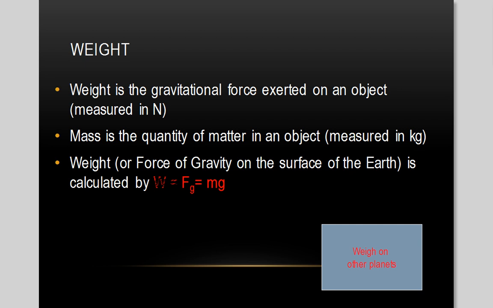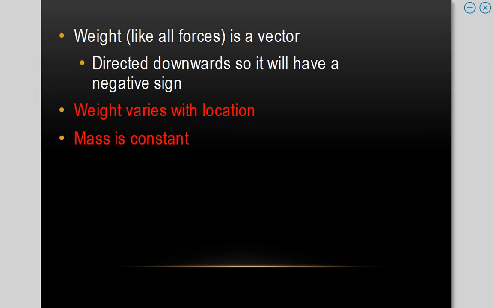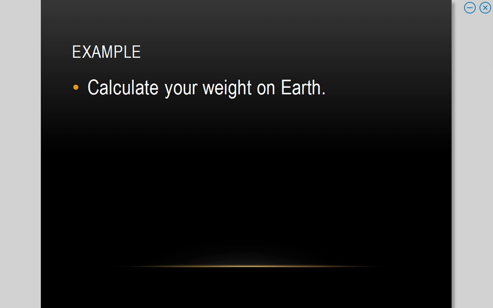And your weight will change on other planets. That's why you watch those videos of those guys on the moon, and they're allowed to jump and soar through the air because they have less weight. Weight, like all forces, is a vector, and it's always directed down, so it will have a negative sign. If you go to Jupiter or just outside the Earth, your weight changes, but the mass remains the same. Your mass is your mass, but your weight can change because weight is a force.